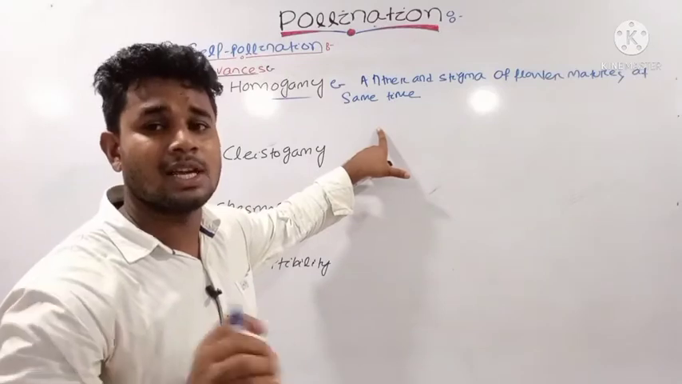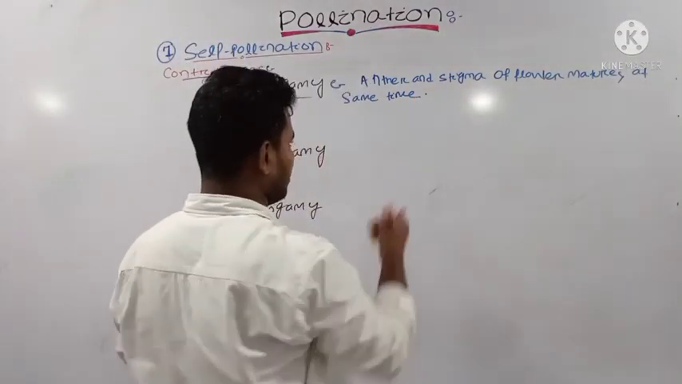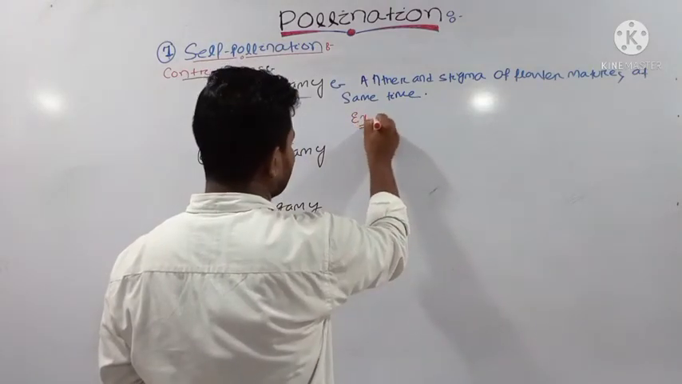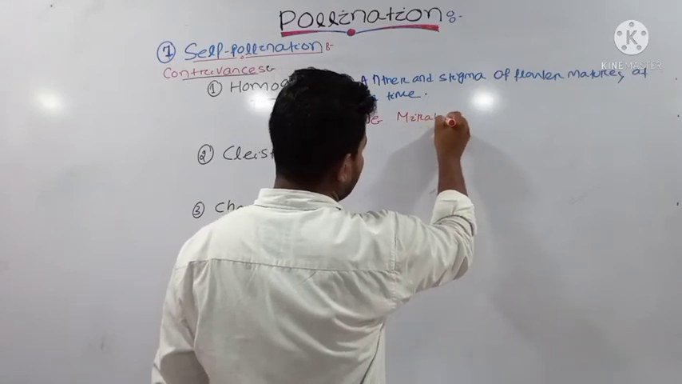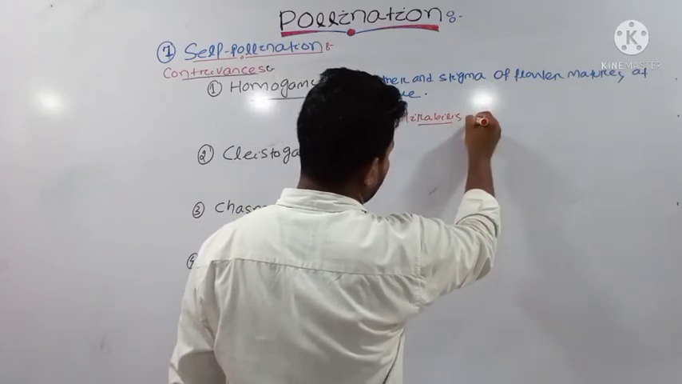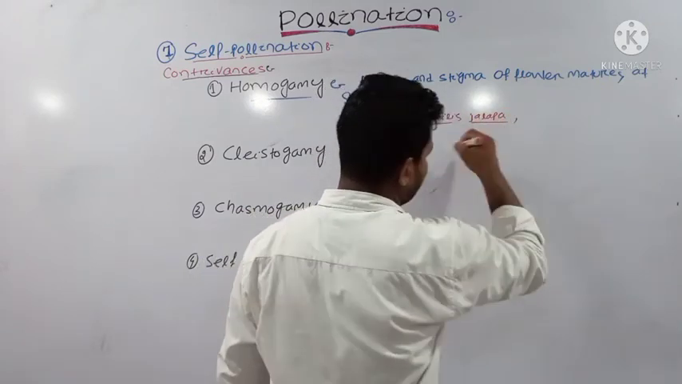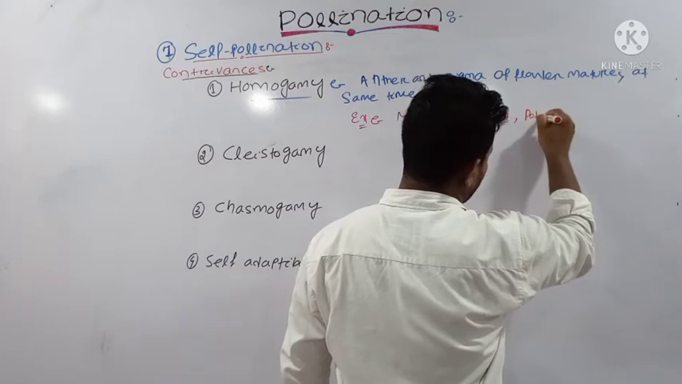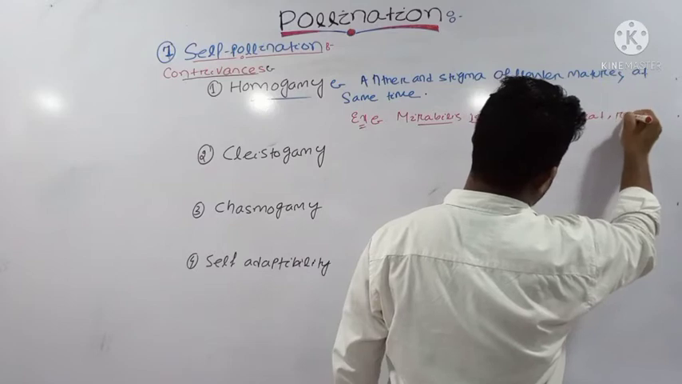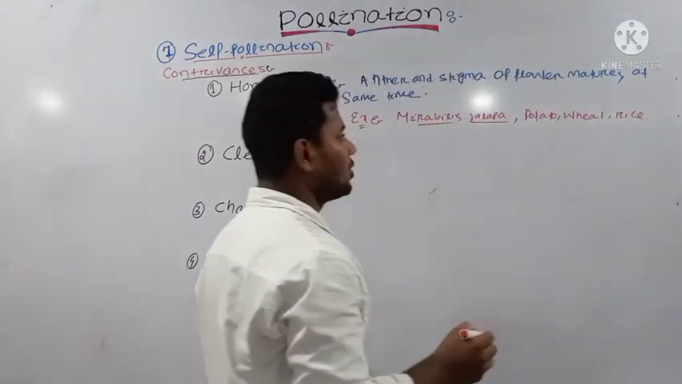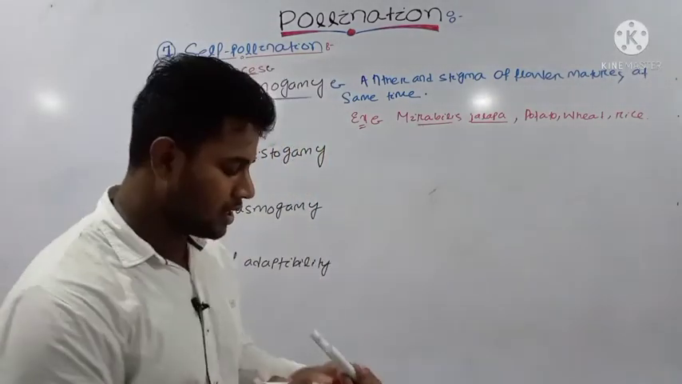Cross pollination is impossible. And for examples where the homogamous flower is present, we can take Mirabilis jalapa. Then next, another important example, your potato. Then next, wheat and rice. These are 4 examples where you will find the homogamous flower is present and their self-pollination occurs.